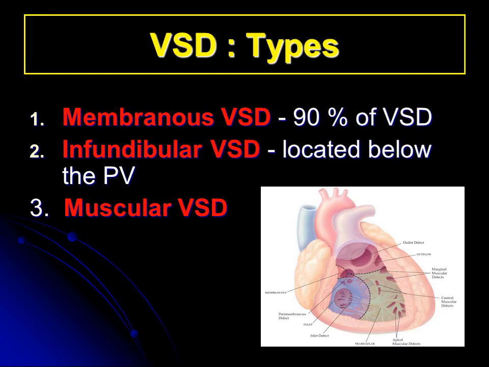The remaining 10% occur below the pulmonary valve and are known as infundibular VSD. Ventricular septal defects that are located within the muscular septum are called muscular VSD. 50% of muscular VSDs generally close spontaneously.